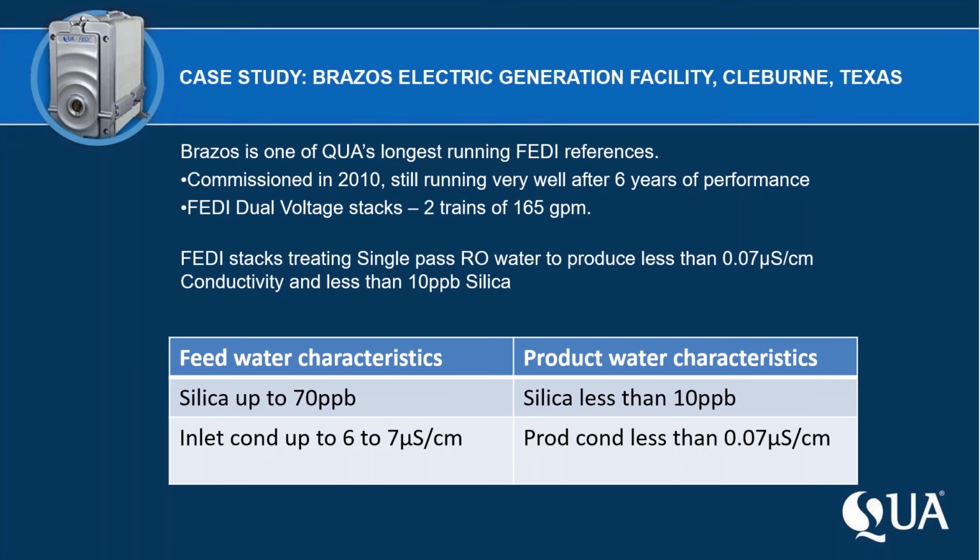Quick case study here, the BRAZOS electric plant. This is probably the longest running Fedi reference. It's over 6 years, 2 trains of 165 GPM each, running less than 10 ppb silica. We're running about 0.07 microsiemens, which is about 14 megohm.